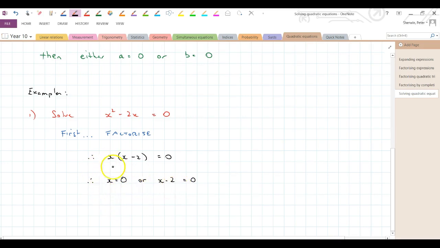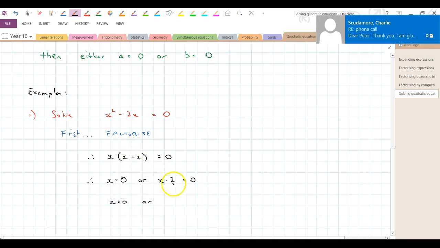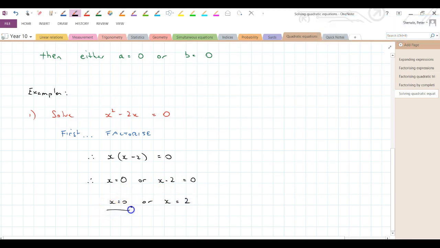So x equals 0 solves this equation. Or if x minus 2 equals 0, that's going to solve the equation. So that's x equals 2. So my two solutions here are x equals 0, because 0 times whatever will equal 0, or x equals 2, because when x is 2, what happens to this bracketed expression? 2 minus 2, this becomes 0. So in effect, when x is 2, I get 2 times 0. That's also 0. There's my two solutions to this quadratic equation, and we're done.